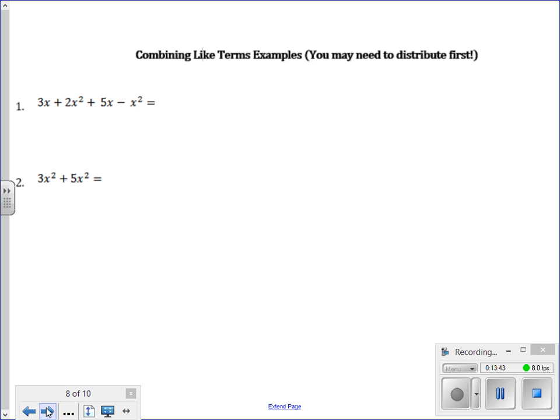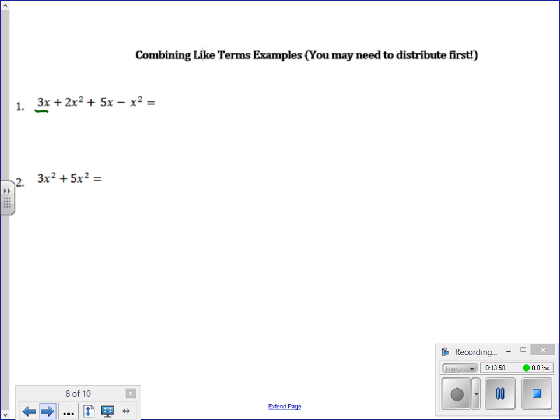Okay, so I'll do a couple with you. I'll do these first 2. Then I'll have you try a couple on your own. So example 1, I have 3x plus 2x squared plus 5x minus x squared. So I like to keep organized. I'm going to start with the first term here, 3x.